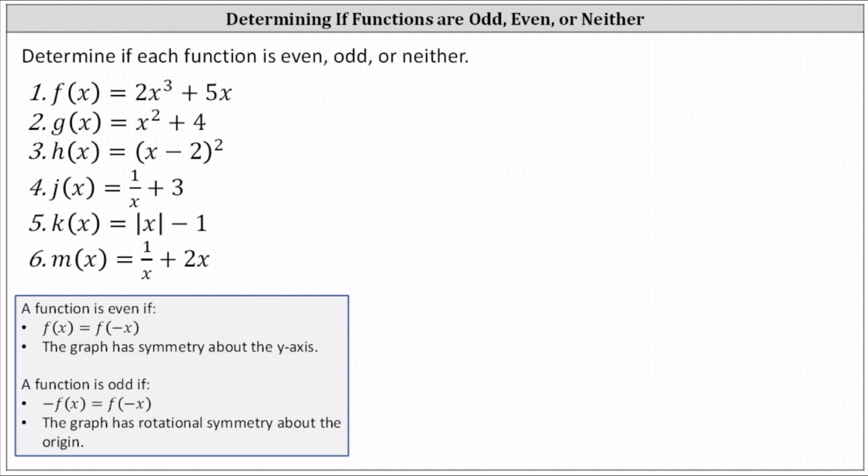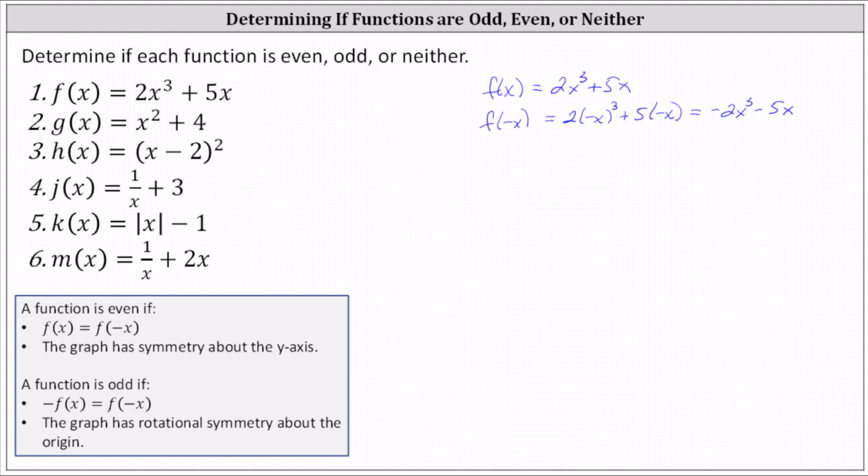We'll first determine whether the given functions are even, odd, or neither using the function rule, and then we'll verify the results graphically. Number 1, we have f of x equals 2x cubed plus 5x. Next, we'll determine f of negative x, which is 2 times the cube of negative x plus 5 times negative x. Simplifying, we have negative 2x cubed minus 5x.